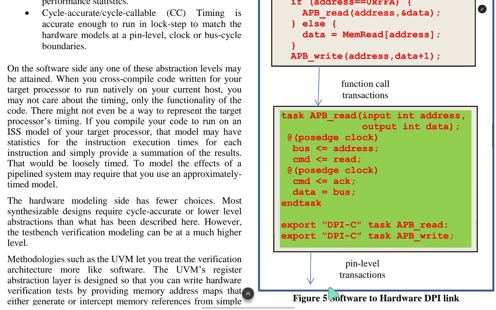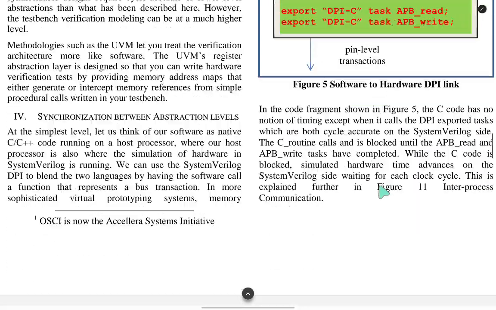Figure 5 is the software to hardware DPI link. In the code fragment shown in Figure 5, the C code has no notion of timing except when it calls the DPI exported tasks, which are both cycle accurate on the SystemVerilog side. The C routine calls and is blocked until the APB read and the APB write tasks have completed. While the C code is blocked, simulated hardware time advances on the SystemVerilog side, waiting for each clock cycle. This is explained further in Figure 11, interprocess communication.